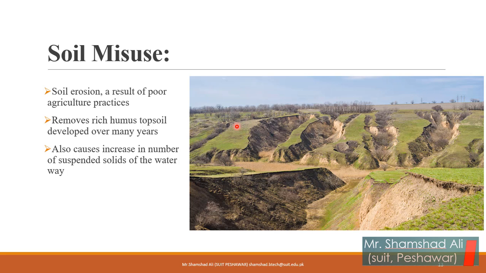Soil misuse and soil erosion. As you can see in this picture, this is the eroded soil, a result of poor agriculture practices. As you can see, there is a lack of plantation.